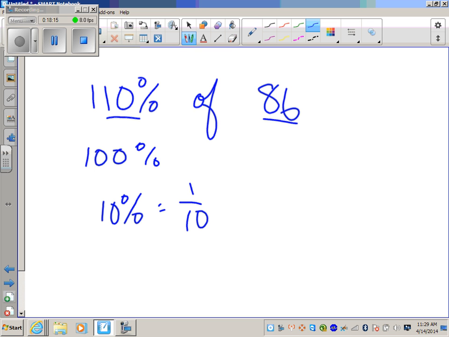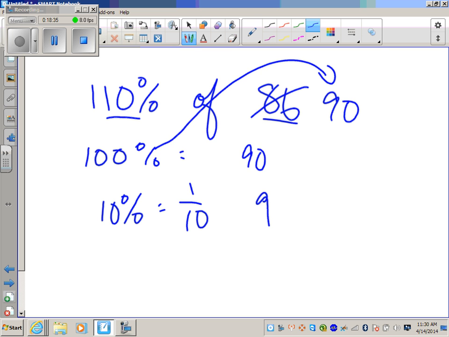What number closest to 86 is divisible by 10? 90. So let's change this to a 90. What is 90 divided by 10? 9. How many 9s do I need? 1. What's 100% of 90? 90. What's 90 plus 9? 99. Was it greater than the 86 that I started with? It should be because that was greater than 100%.